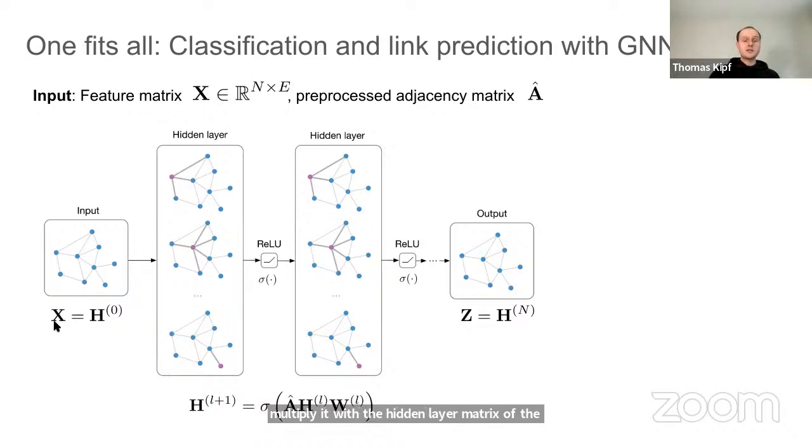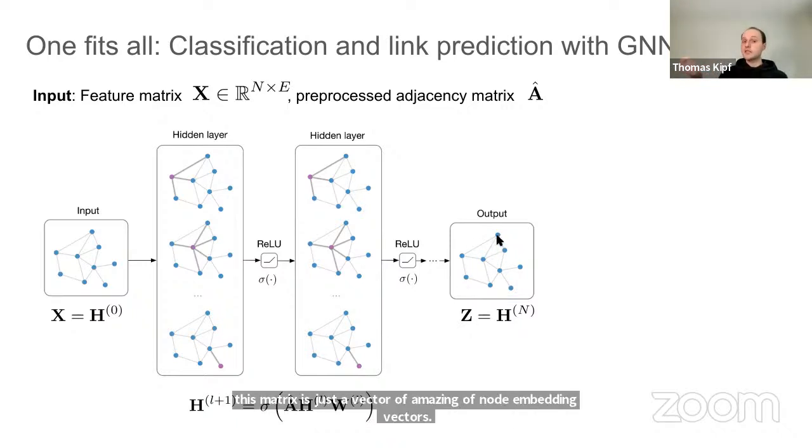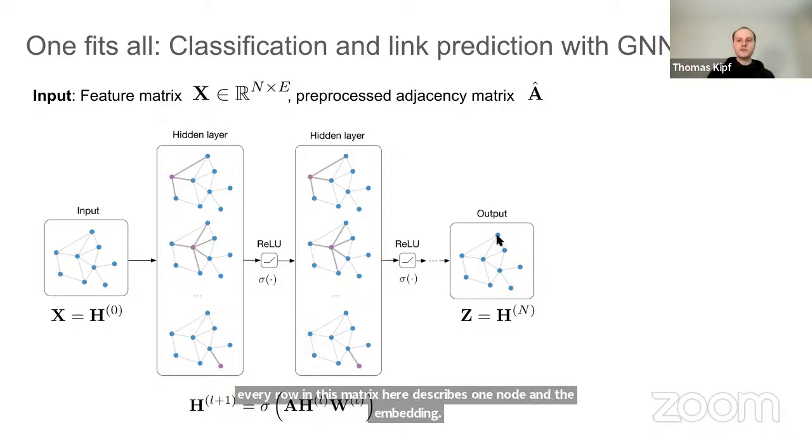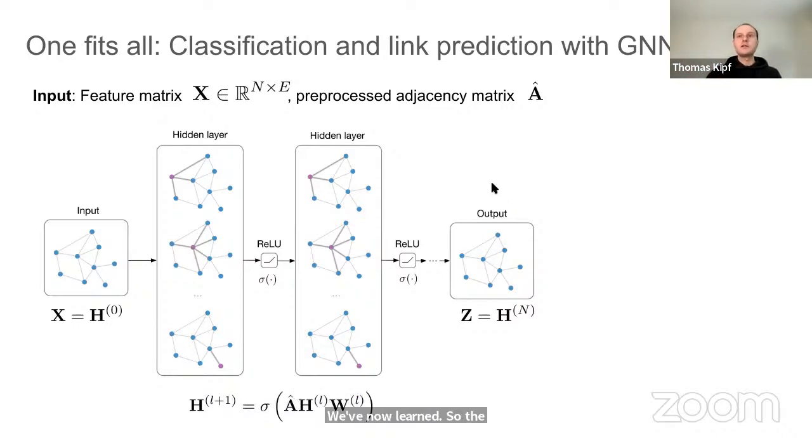In the first layer, these are just the input node features. And we have a learnable matrix of parameters and then an activation function. We iterate that multiple times, with different weights per layer. After a number of these hidden layers, a number of steps, we get an output. This output is effectively a matrix, capital Z, a matrix of node embedding vectors. Every row in this matrix describes one node and the embedding we've now learned. So the model effectively produces embeddings for every single node in this graph.